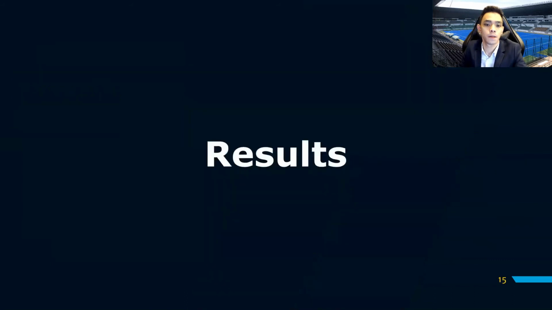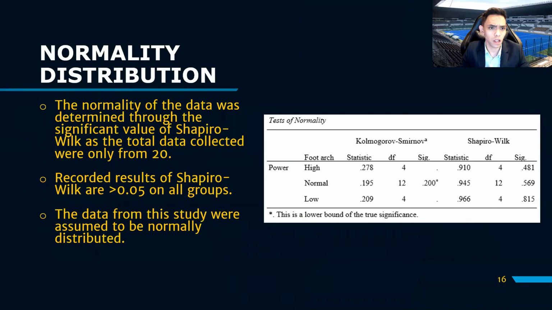Okay. Moving next to the results. Normality distribution. The normality of the data was determined through the significance value of Shapiro-Wilk, as the total data collected were only 20.